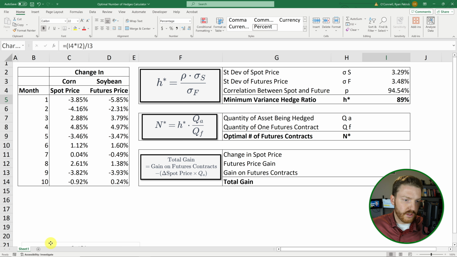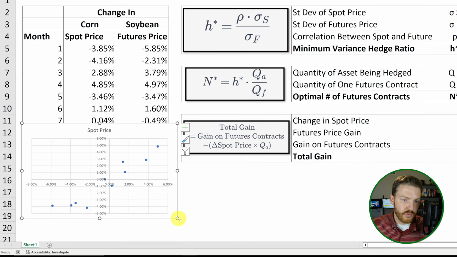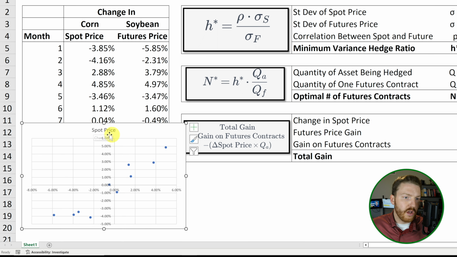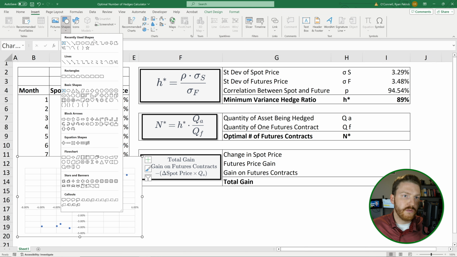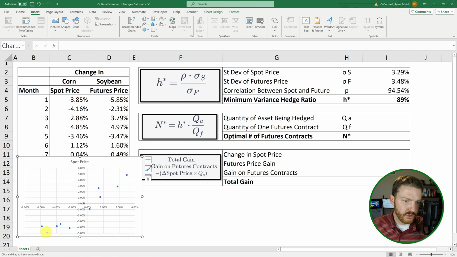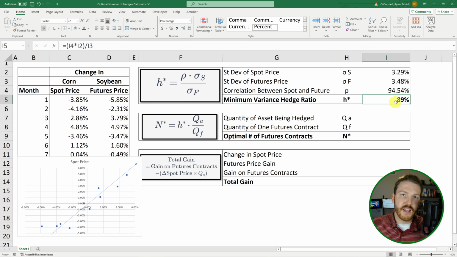And another interesting thing about this is that if we were to plot all of these changes in prices, with the spot prices on the horizontal axis and the futures price on the vertical axis, and then plot a best fit line for this regression, let me insert a line here, I'm just eyeballing it, like this, the slope of this line would be about equal to this 89%.